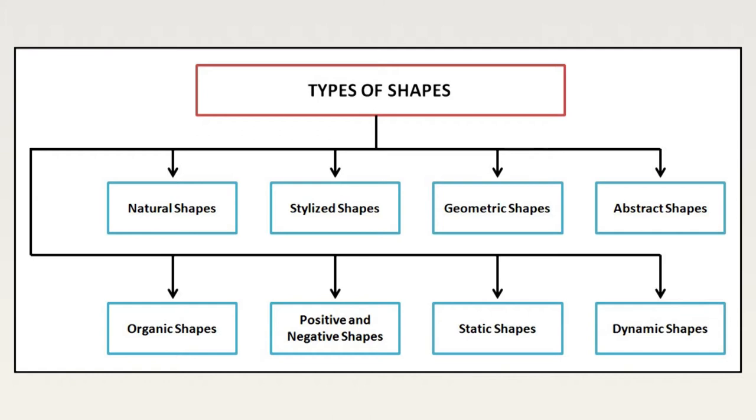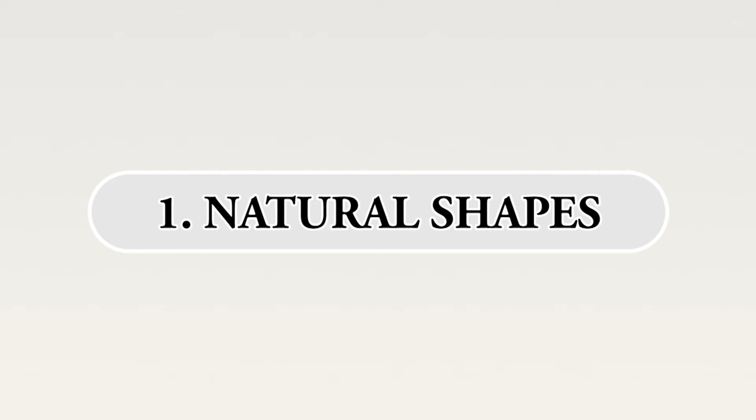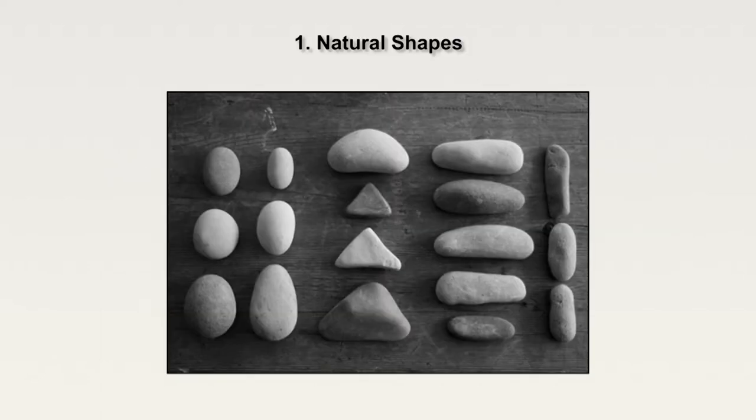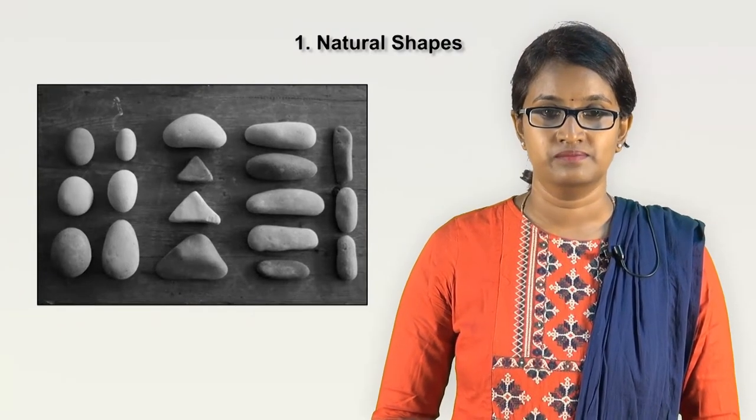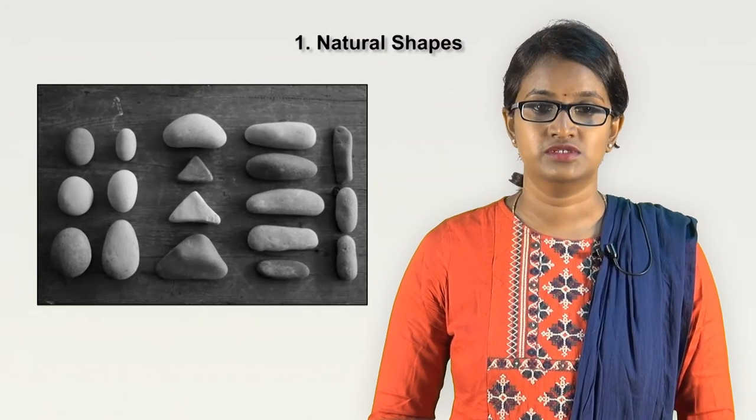Types of shapes. The different types of shapes are natural, stylized, geometric, abstract, organic, positive and negative, static and dynamic. Natural shapes. Natural shapes are known as the shapes that replicate nature or the regular man-made objects' shapes.